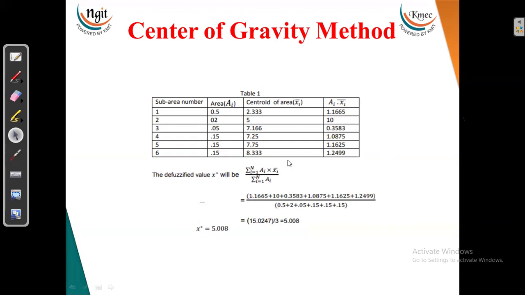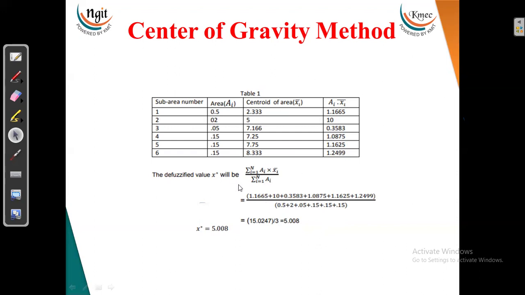Now what I'll do here: the sum for i equal to 1 to n of Ai into xi, divided by the total Ai. So these are all Ai, so the total will be down here, and now I have to total this one, 1.161 plus 10 plus 0.3, 1.0, 1.1, 1.2. So finally I'll get 5.008. So this is the center of gravity method.